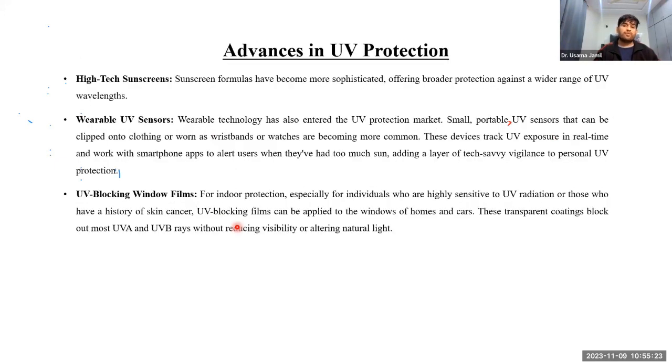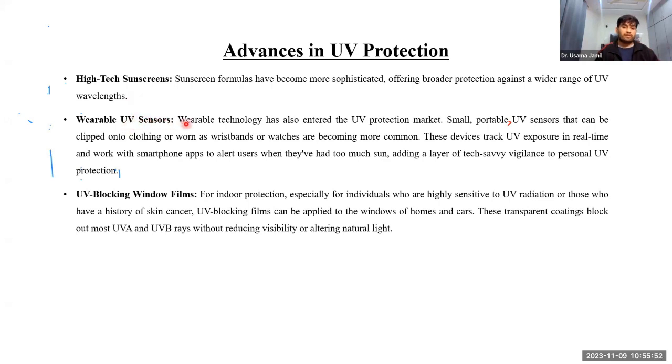So advances in UV protection, if we speak, high-tech sunscreens are available in the market. Wearable UV sensors are available. UV blocking window films are also available. So sunscreen formulas have become more sophisticated, offering broader protection against a wider range of UV wavelengths. A whole variety of sunscreens are available in different forms and in different SPF levels that you can buy at any store.